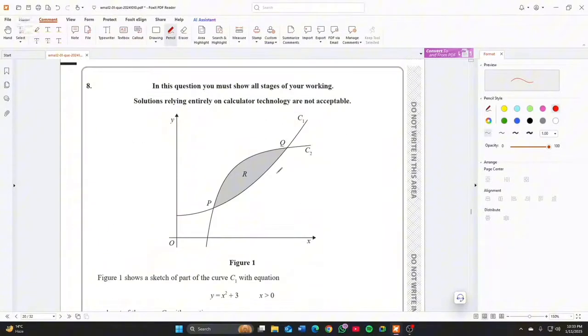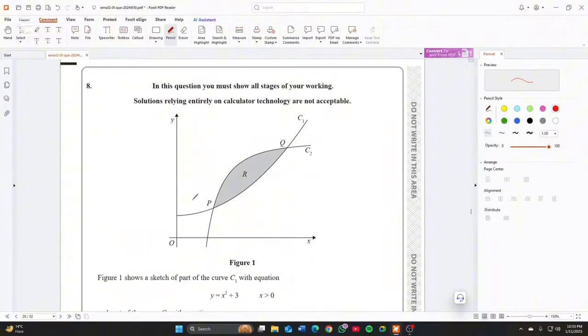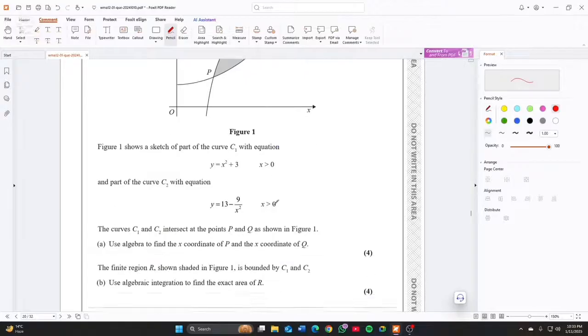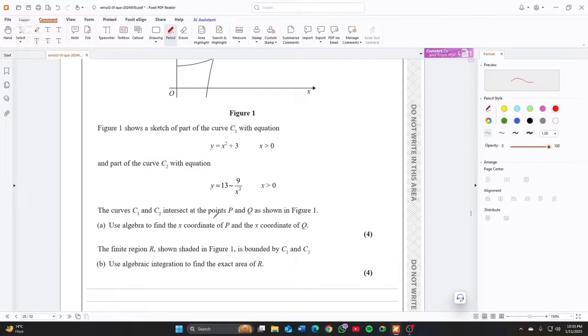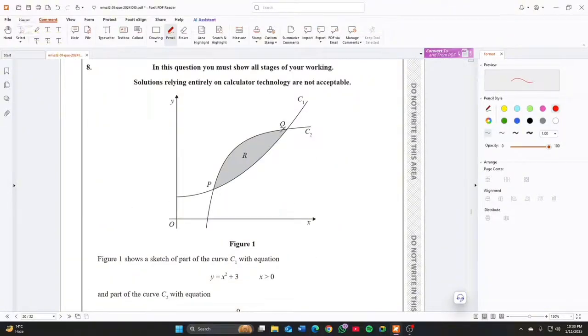Question 8. Now here we are given a graph. Figure 1 shows a sketch of part of the curve C1. So this curve which is increasing is C1, and the decreasing curve is C2, with equations. So we are given both the equations of these two curves, and the curves C1 and C2 intersect at the points P and Q as shown in figure 1. So yep, here at P and Q.